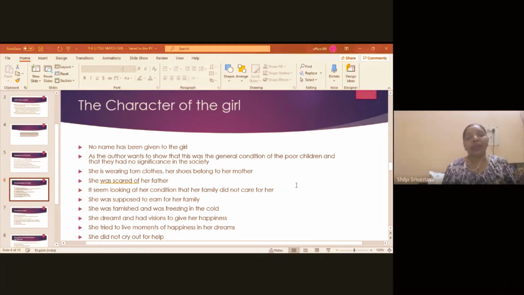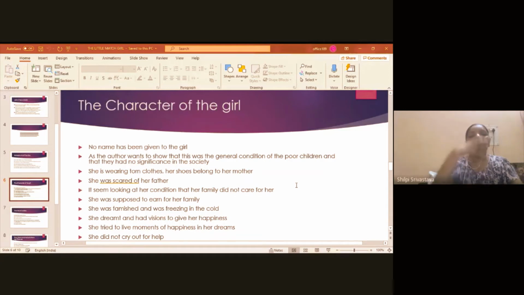And usually in an ordinary family, when the school gets over, the children are very excited to go back home because they feel they'll be getting a warm welcome, and your home is the place where you feel very relaxed. But here for the girl, home is also not a place for her to feel happy. She's rather scared. She doesn't know how she's going to face her father. It seems, looking at her condition, that her family did not care for her.